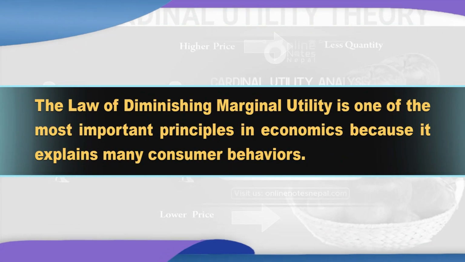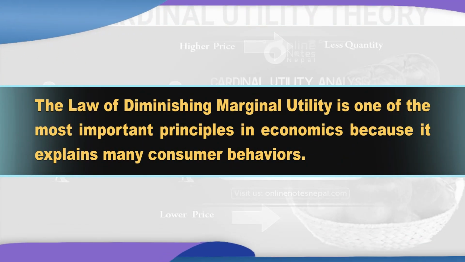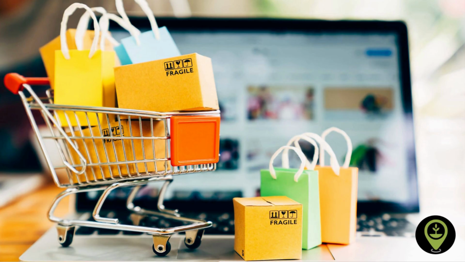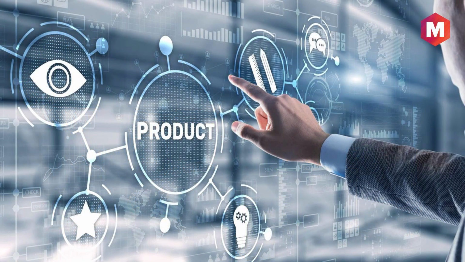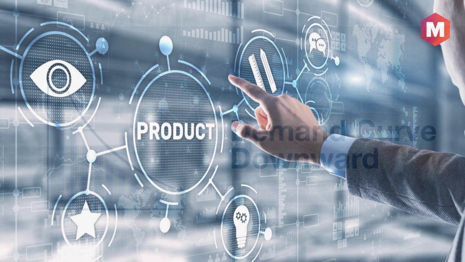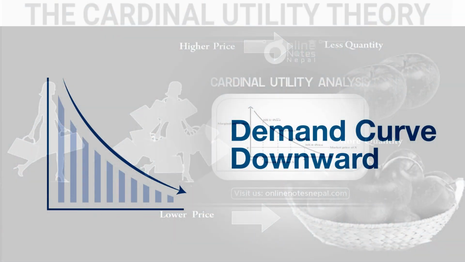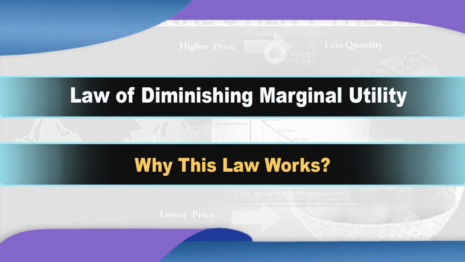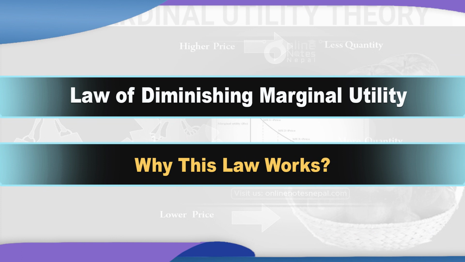This law is one of the most important principles in economics because it explains many consumer behaviors. It tells us why people diversify their consumption, why they don't spend all their money on just one product, and why the demand curve typically slopes downwards. Now let us look at why this law works.